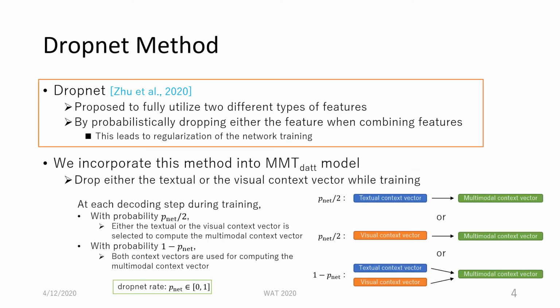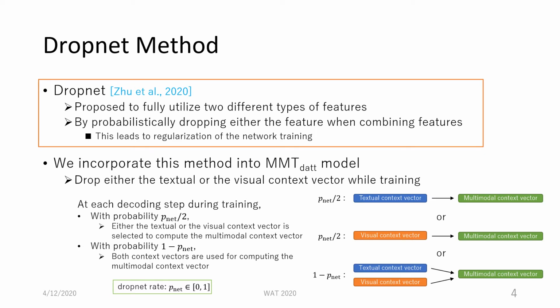Then, we introduce the Dropnet method. This is proposed to fully utilize two different types of features in a translation task. This aims to regularize the network training by probabilistically dropping either feature when combining features. We incorporate this method into MMT with the double attention model.